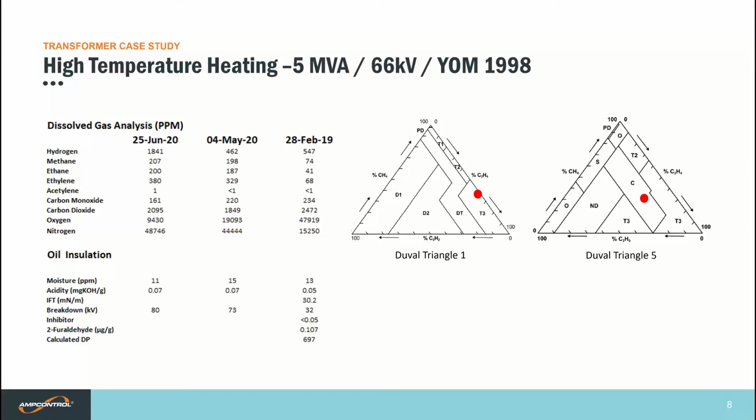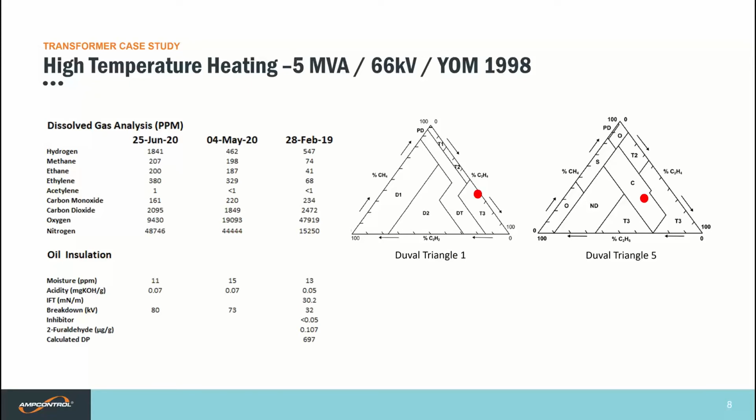So this is another interpretation tool we can use. Others include Duval triangles. So Duval triangle 1, the analysis of the data provided a T3 condition assessment, so that's high temperature heating. Duval triangle 5 was C, carbonization, possible burning of the paper. And we use triangles 4 and 5 only really after identifying a fault with triangle 1. Triangle 5 should only be used in case of thermal faults, T3 or T2, and we can use it to distinguish faults that are occurring in the oil or with the paper.